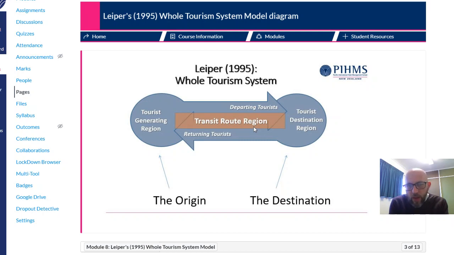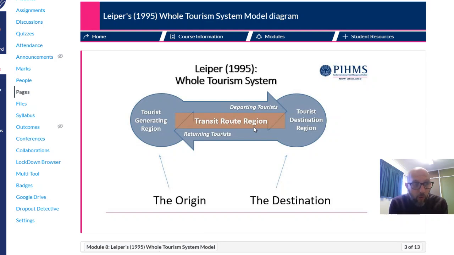So again, we take Auckland into account. Auckland is a place of origin, like I said. It's where a million and a half people live. It's a transit route. It's where people arrive into New Zealand and then they go on to different places. It's also a transit route for people who are living in New Zealand.